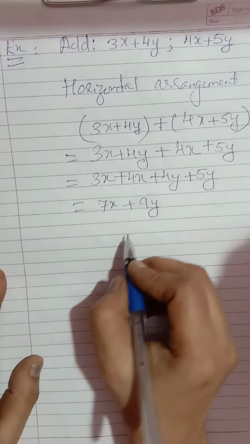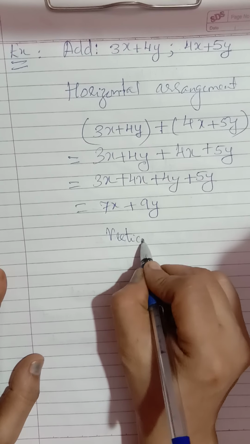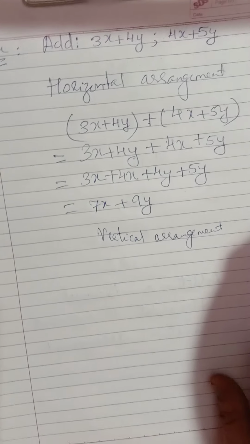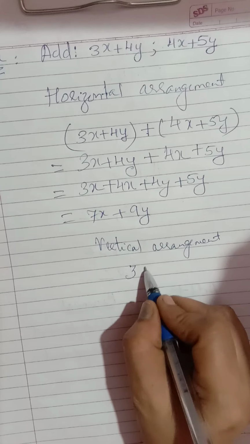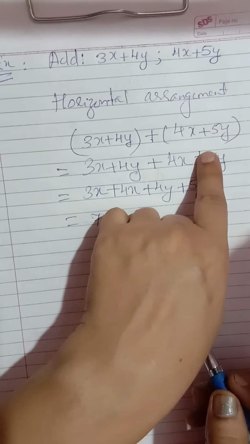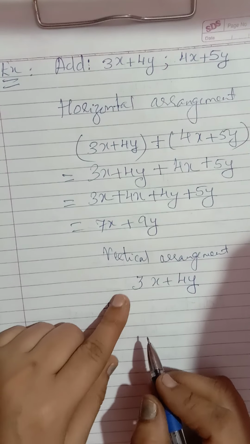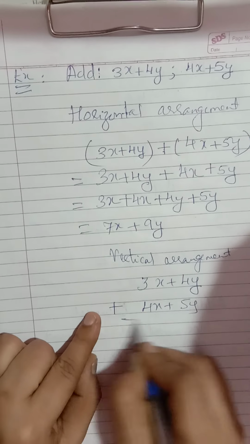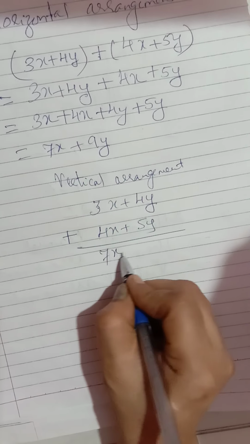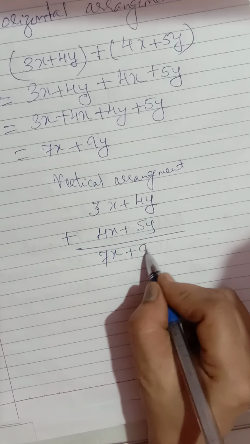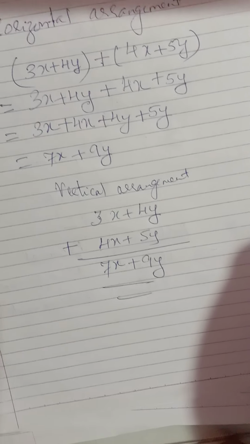Now we will do the same sum by vertical method, vertical arrangement. Okay, now what is the first binomial? 3x plus 4y. Put plus here and then write the second binomial below. You should write like terms below like terms. That means 4x plus 5y below. Now 3 plus 4 is 7x, plus, here in between plus plus is plus, so plus sign, 4 plus 5 is 9y. So this is your vertical method.